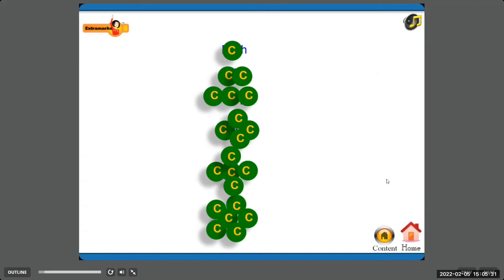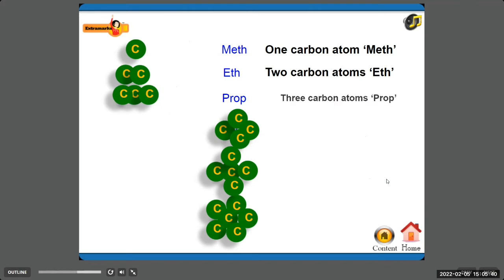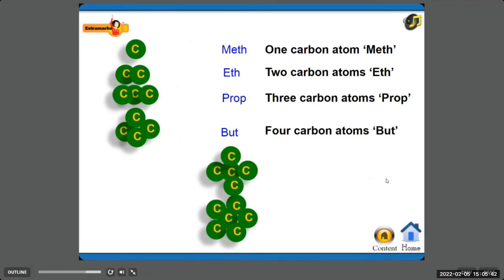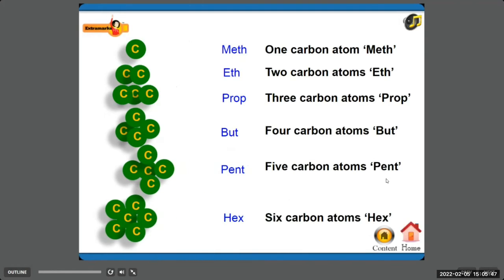The following illustration shows the root words for the chains from 1 to 6 carbon atoms: meth for 1 carbon atom, eth for 2 carbon atoms, prop for 3 carbon atoms, but for 4 carbon atoms, pent for 5 carbon atoms, and hex for 6 carbon atoms.